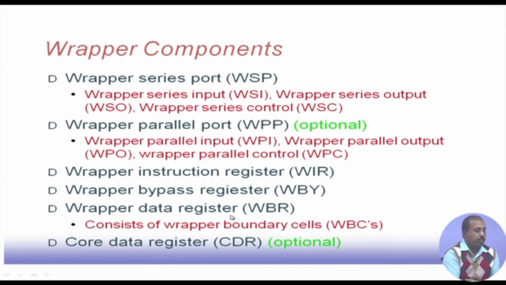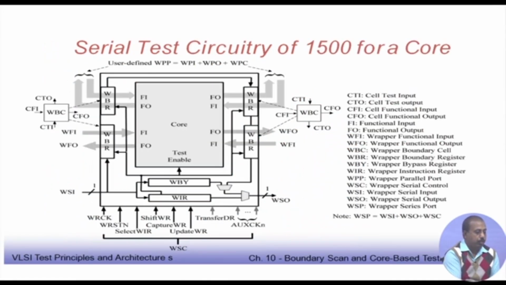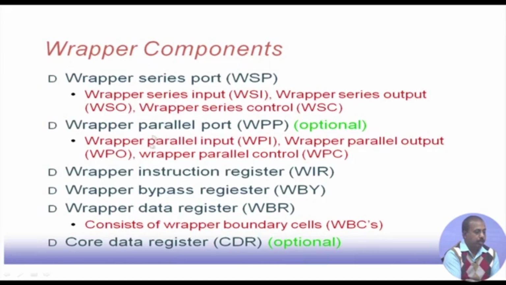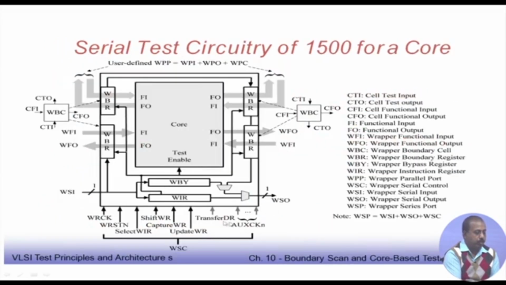So, wrapper components. First we have the wrapper serial port, WSP. The wrapper serial port is a WSP, it has WSI, WSO and wrapper serial control lines. So, this is the WSI, WSO and wrapper serial control lines. All this part forms the serial port.